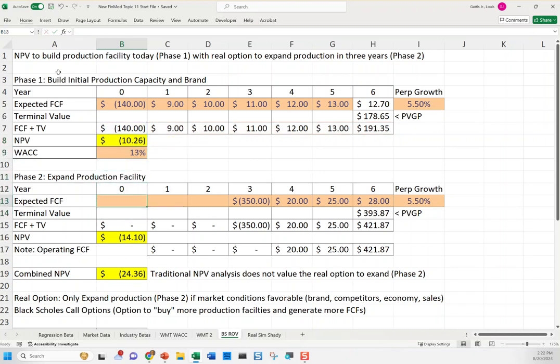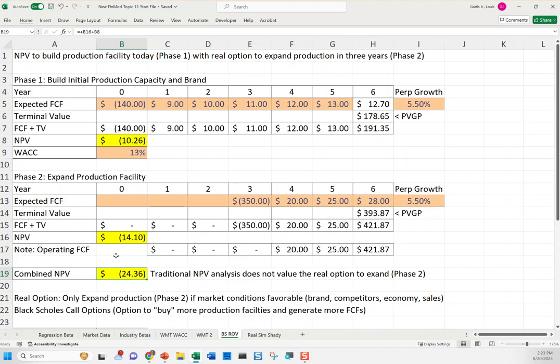There's also a phase two of the project. In year 3, you have an option to expand the project by spending another $350, and these are the cash flows if you build this secondary larger facility based on the knowledge gained in the first one. In year 3, you pay $350, and then you get 20, 25, 28. That grows at 5.5% forever. The perpetuity value is there, and you have a negative NPV of negative $14. Notice on the NPV, I didn't start at year 3. I have the 0 in year 1, 0 in year 2, then 3, 4, 5, 6, and then I add the initial investment today of 0. So this definitely says don't do the project. The combined NPV is negative 24.